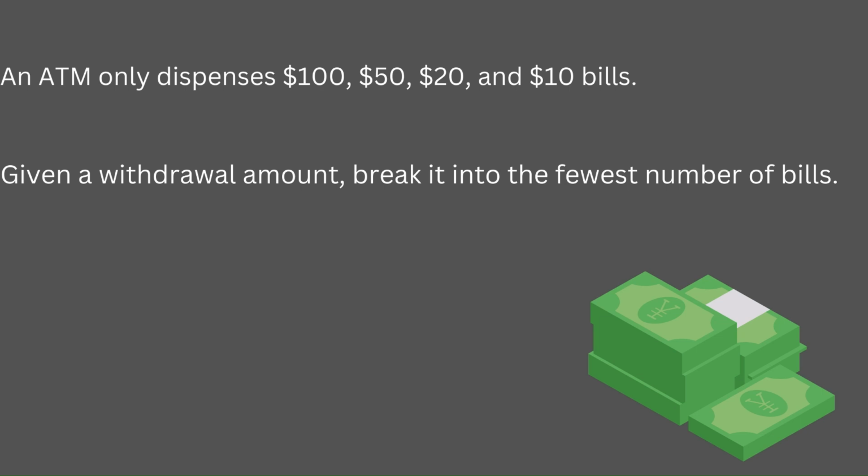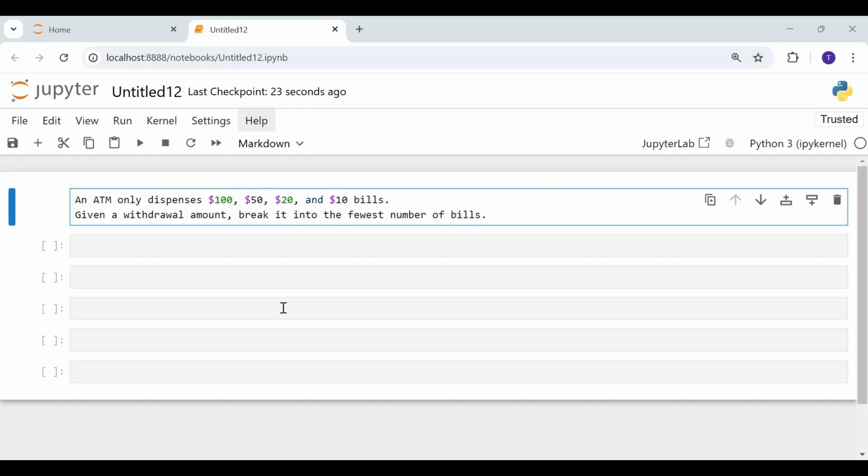Hey everyone, today we are tackling another real world Python problem. Imagine you are at an ATM withdrawing cash. The machine only gives out $100, $50, $20, and $10 bills. Our goal is to get the cash using the fewest number of bills possible.